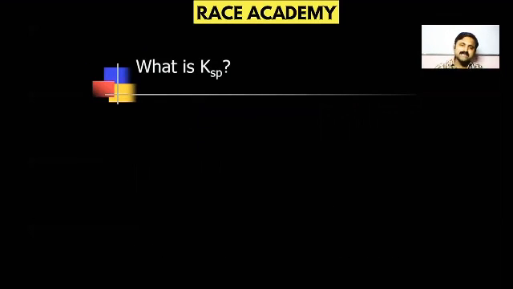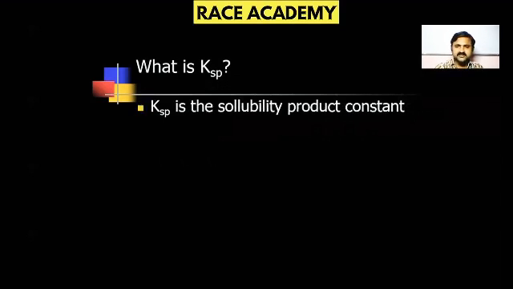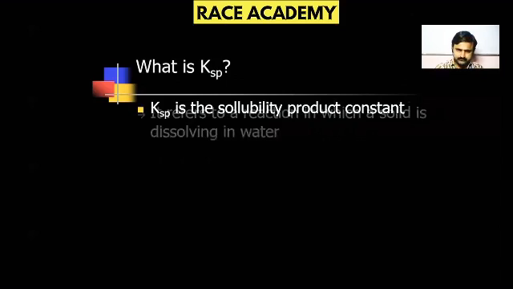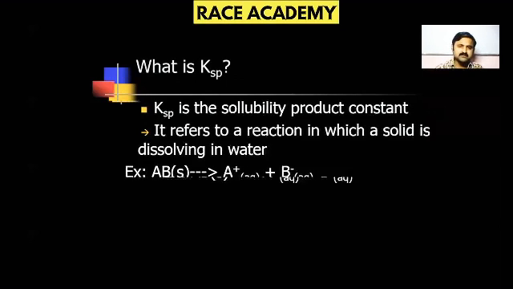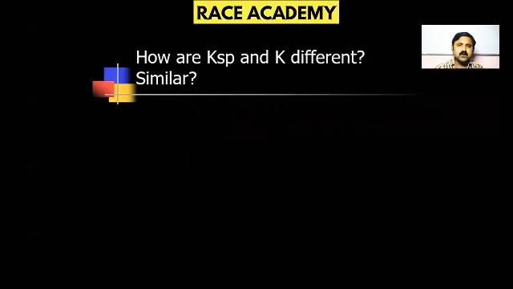Come to the next one. What is KSP? This is the solubility product constant. It refers to the reaction in which a solid is dissolved in water. If you take solid AB dissolving into A plus and B minus ions, then are our KSP and K different or similar? How can we check it?